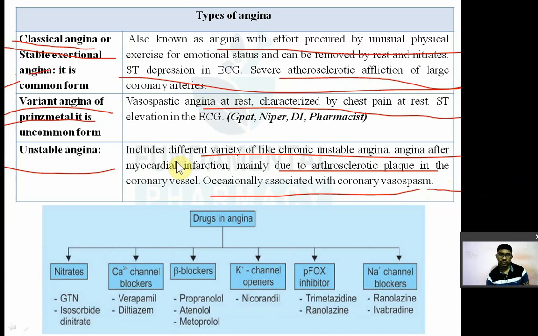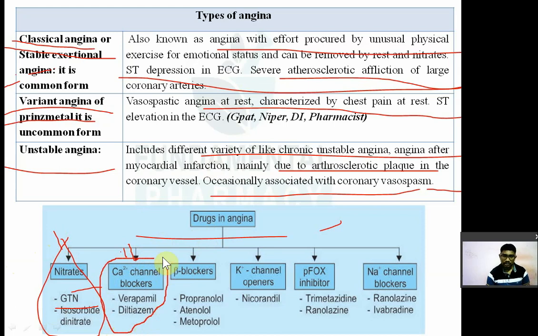Now, drugs used in angina. What are the different drugs used in angina? There are different classes of drugs. For example, nitrates like glyceryl trinitrate, nitroglycerin. NTG means nitroglycerin, isosorbide dinitrate, and other drugs are also there. And second class will be your calcium channel blockers. So first class is the nitrate. Okay, second class is nothing but the calcium channel blockers, verapamil and diltiazem. These are the two drugs.